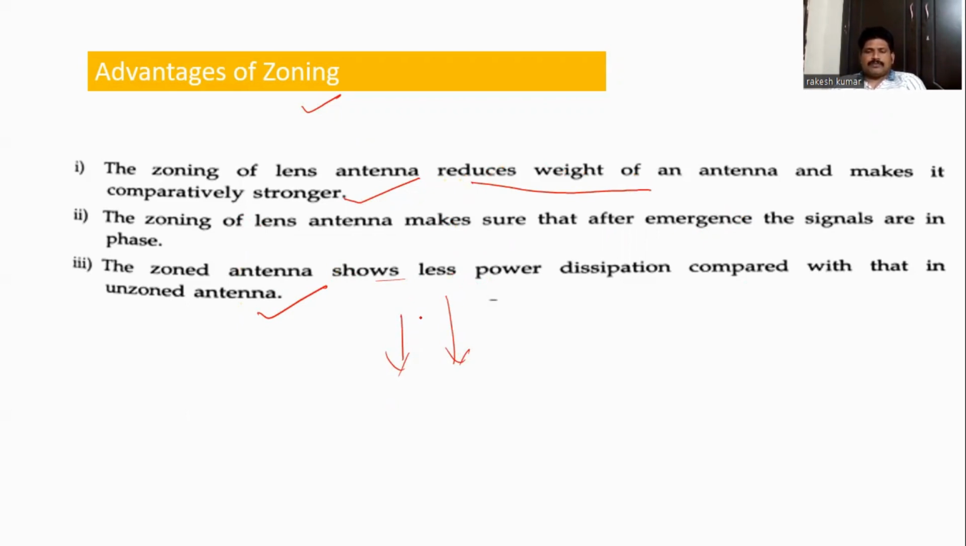There are two types of zoning: one is curved surface zoning and the other is plane surface zoning. Now we have seen all the different types of zoning.